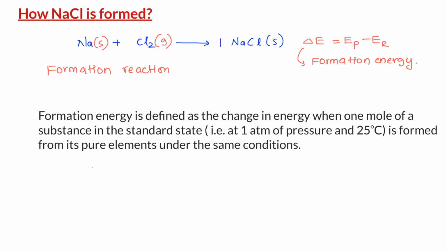So for 1 mole of sodium chloride to be formed, we need to start with half a mole of Cl2 gas. The formation energy can be measured in the lab, and its value for sodium chloride is minus 411 kilojoules per mole. What we are going to do now is break this reaction into several imaginary or hypothetical steps and try to calculate the energy cost for each of these steps.